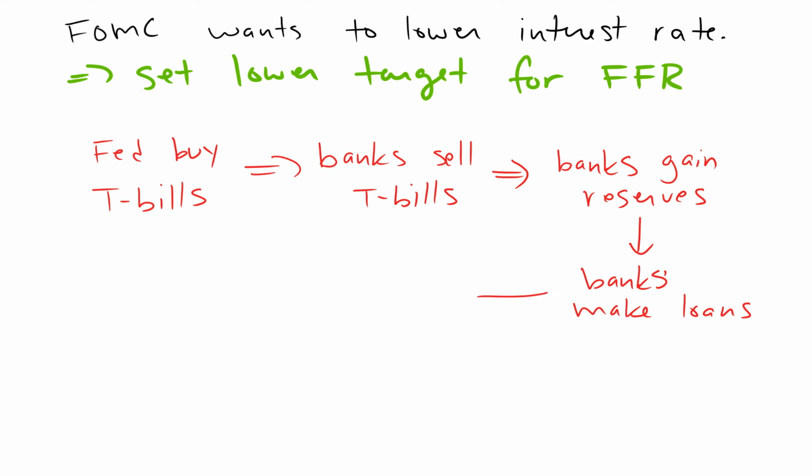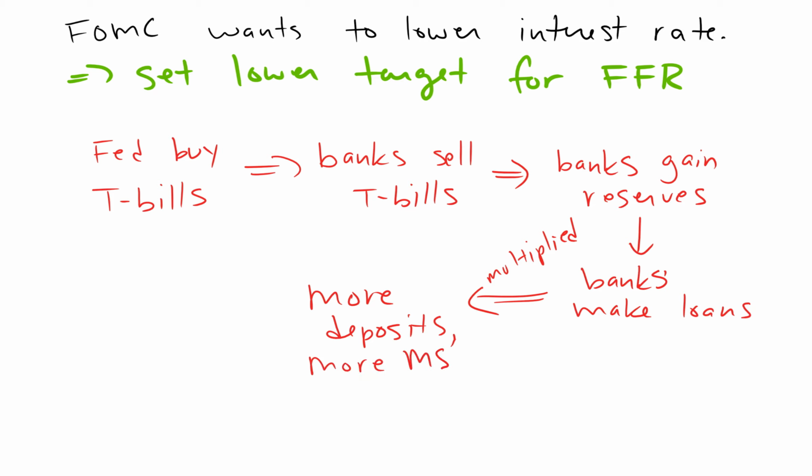Well, then they're also multiplied, right? Because remember this process of multiplication, where people take a loan and make a payment, and people receive those funds and deposit them in another bank, right? So with this fractional reserve system, we have some multiplication going on. So these initial reserves are multiplied. So we get loans, and then we end up with more loans. And in the end, we get more deposits, right? And that means more money supply.